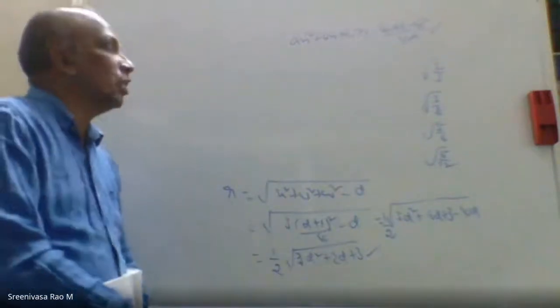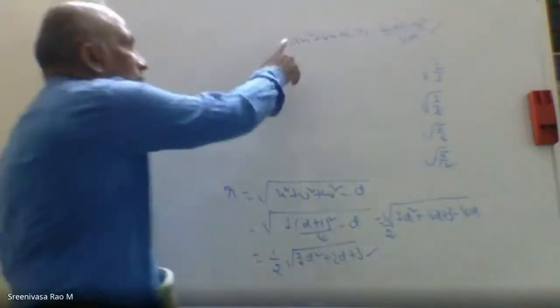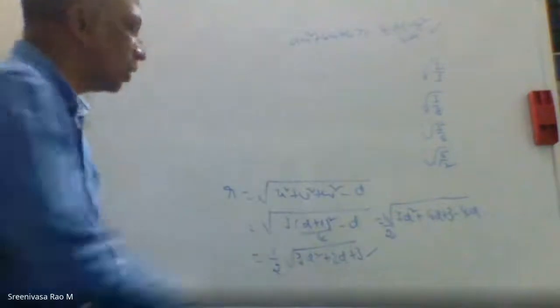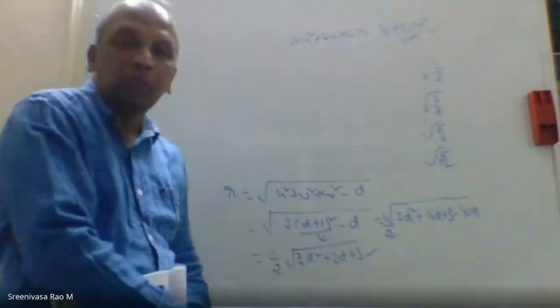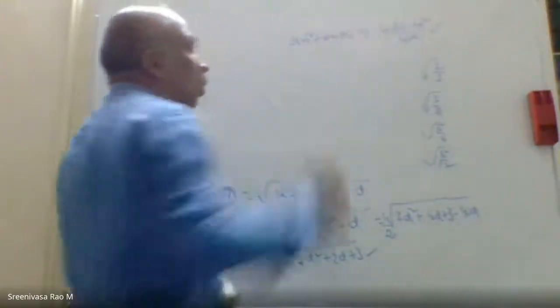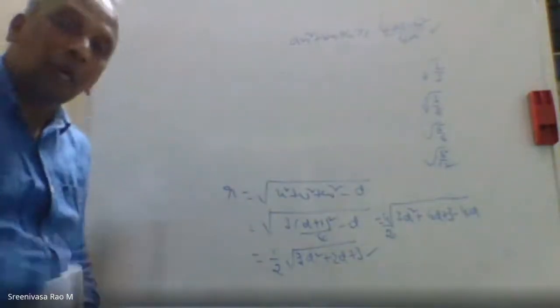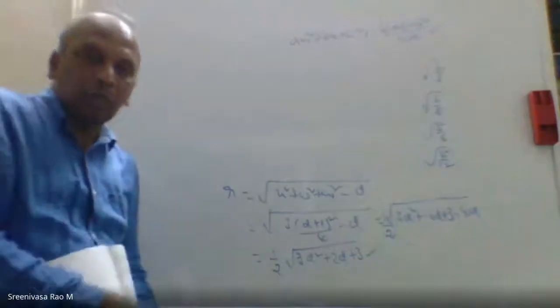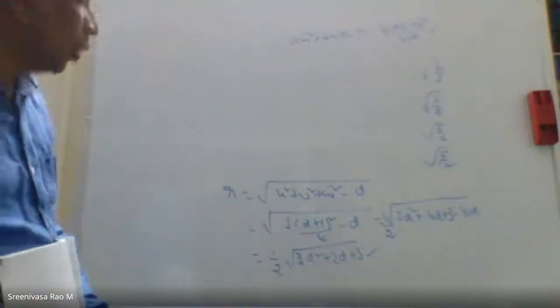The minimum expression is this because when a is positive, the d square coefficient is positive. So the minimum value is this one. So this expression is greater than or equal to 4ac minus b square by 4a. If you remember that formula, I can use it directly.